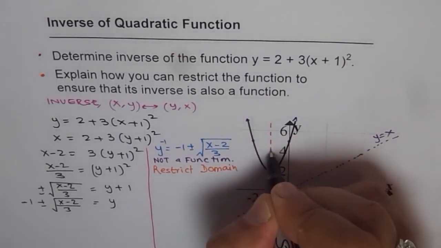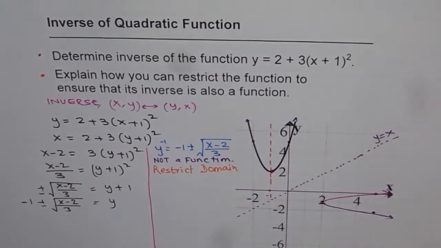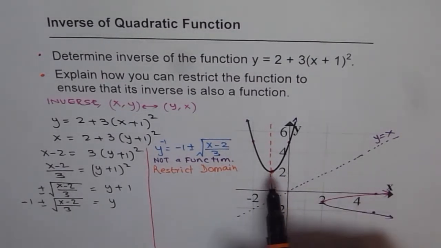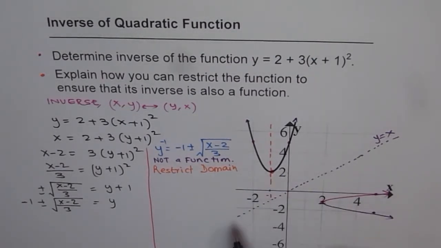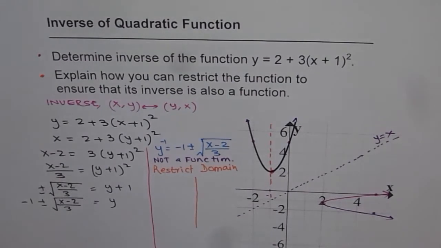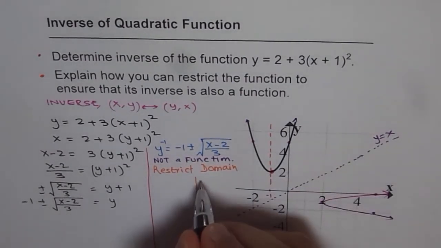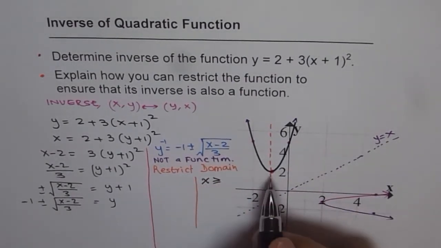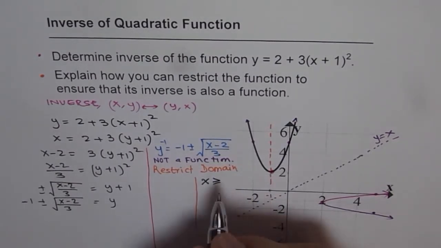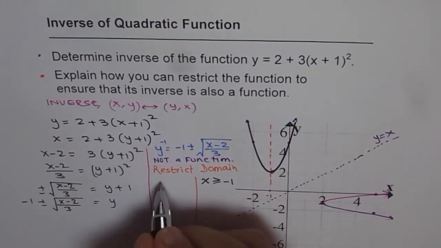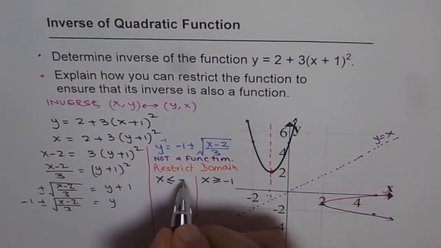We'll restrict it because we know that the graph is symmetric about its vertex, the line which goes through x equals -1 in this case. So if we restrict our domain, then we can ensure that its inverse is a function. There are two ways we can do it, right? One, we can select the right side, that is, when x is greater than or equal to the x value of the vertex, -1. Or the left side, that is when we consider x less than or equal to -1.